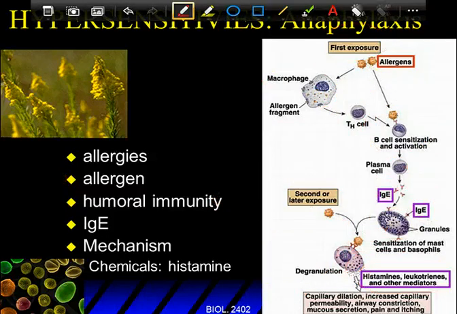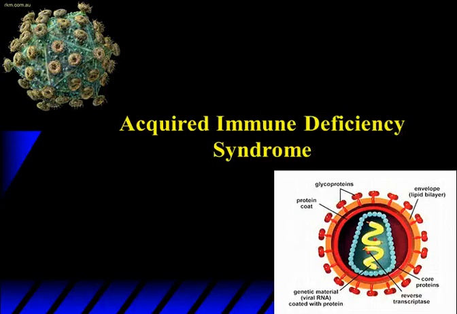Things like pollen, food allergens, particularly peanuts, cockroach fecal antigens. Some people are allergic to dust mite feces, mold spores, all sorts of things that can be allergens.